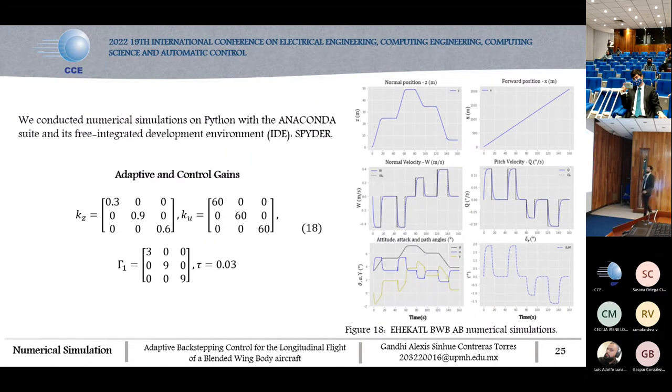And we also made the simulations in the Python environment with these adaptive and control gains. And well, the simulation that you see is similar to these results.